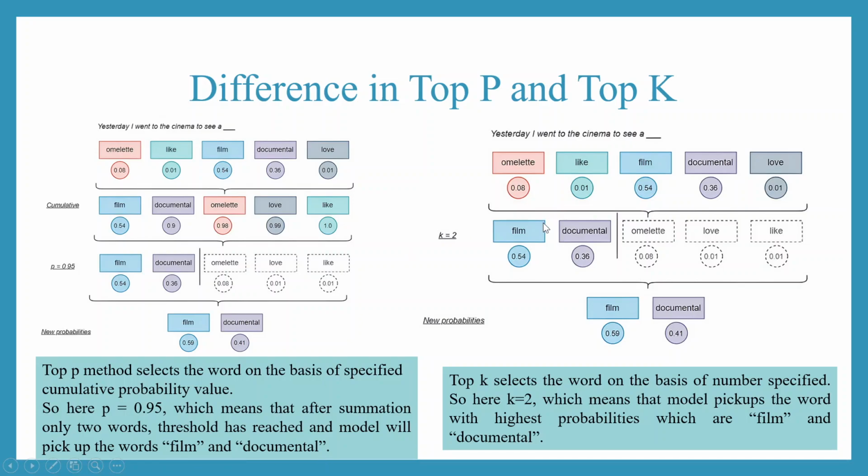Let's talk about the top K approach. So here we have specified K is equal to 2. Very simple. It will pick up those words which have the highest probability. Film and documental, the two words have been selected. Top K selects the words on the basis of the number specified. So here K is equal to 2, which means that the model picks up the words with highest probabilities, which are film and documental.